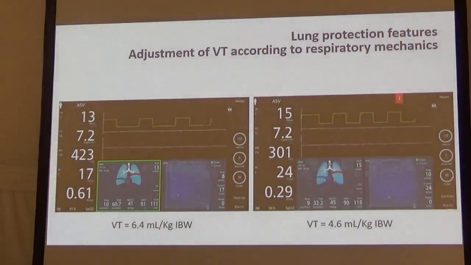If the same patient decreases the compliance to 32, which is a simulation of an ARDS case, you will see that with the same minute volume, it will decrease by itself the target tidal volume to 4.6, so quite a low tidal volume, and a higher respiratory rate. So what I mean is that even if the clinician is not aware that the patient worsens, the ventilator will adjust the breath pattern automatically.